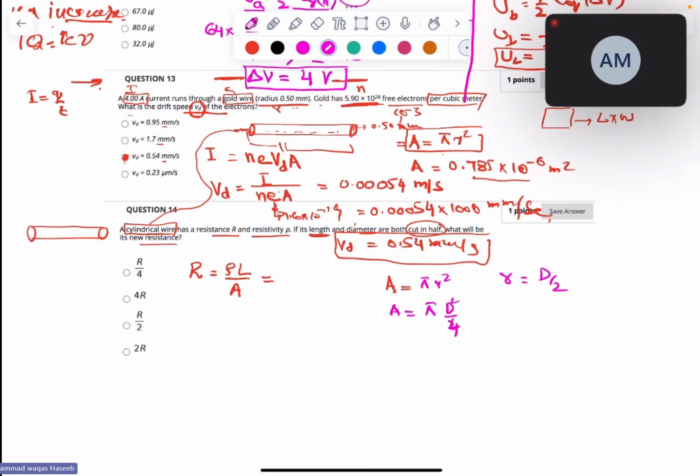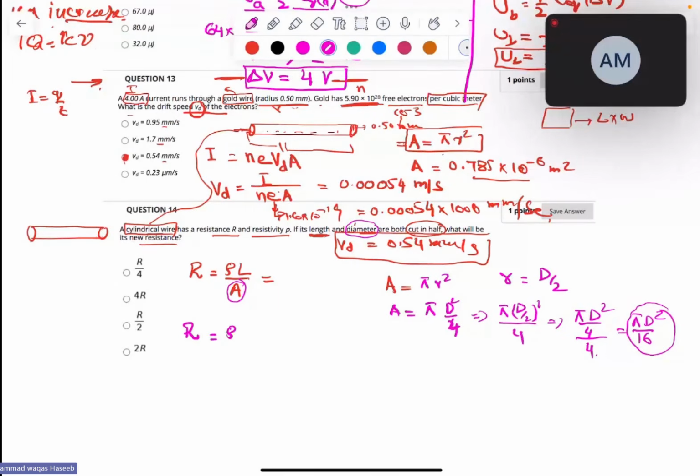What we are going to do is cut the diameter in half. So we substitute the half diameter, divided by 4. So what you will get, 4, 4, and you will get pi d square over 4 multiplied by 4, this will become 16. So this is your area. This is your area.